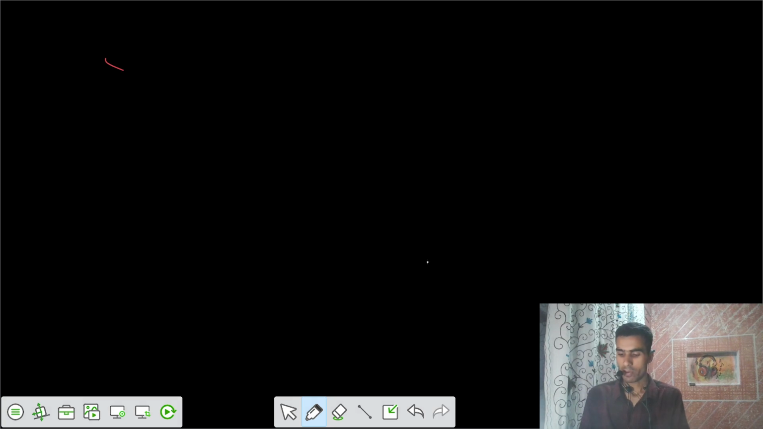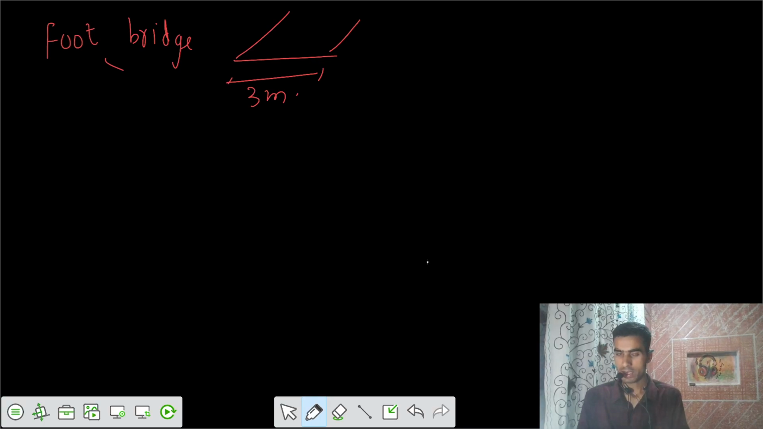It's saying that we have a footbridge. The footbridge is having a width of how much? 3 meter. Now it's saying that the span length of the bridge is 50 meter. L equals 50 meter span length.